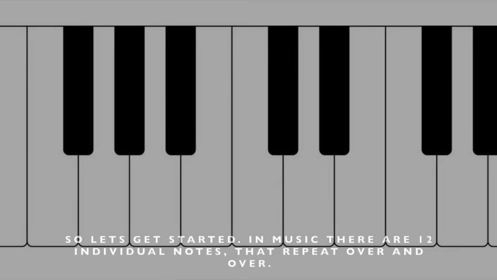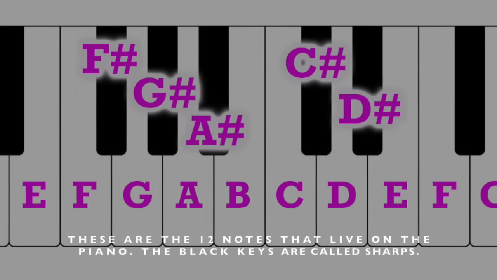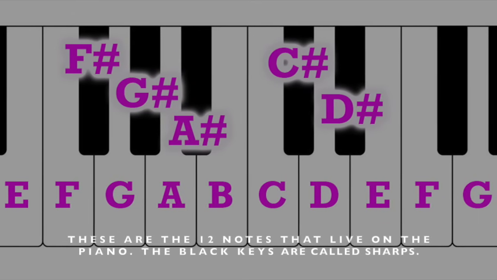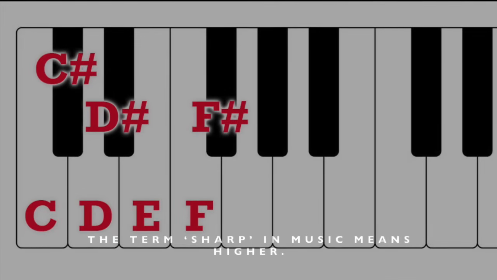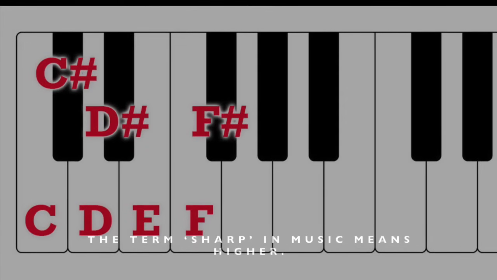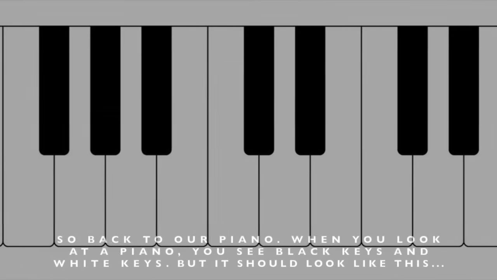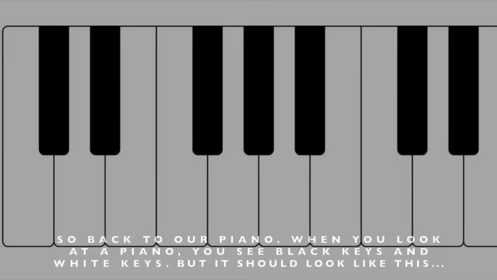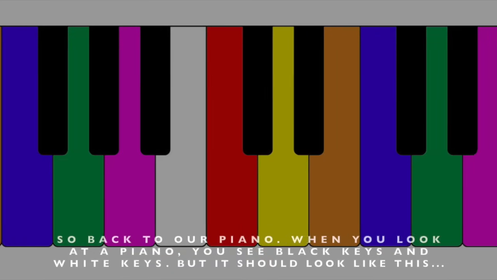In music, there are 12 individual notes, and they repeat over and over. These are the 12 notes that live on the piano. The black keys are called sharps. The term sharp means it's just a bit higher than the note before it, to the left. So back to our piano. When you look at a piano, you see black keys and white keys, but actually it should look more like this, with different colors, each note being a different color.